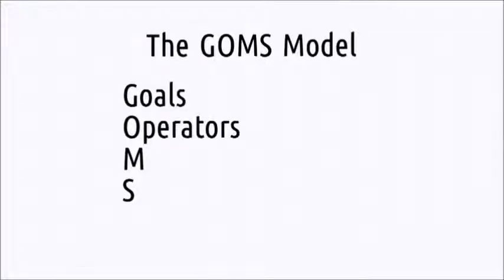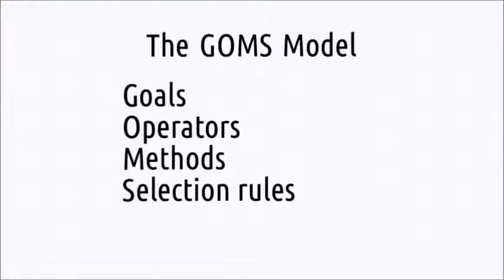The GOMS model is a human information processor model, so it builds off the processor model of the human's role in a system. The GOMS model gets its name from the four sets of information it proposes gathering about a task. G stands for the user's goals in the system. O stands for the operators the user can perform in the system. M stands for the methods that the user can use to achieve those goals. And S stands for the selection rules that the user uses to choose among different competing methods.